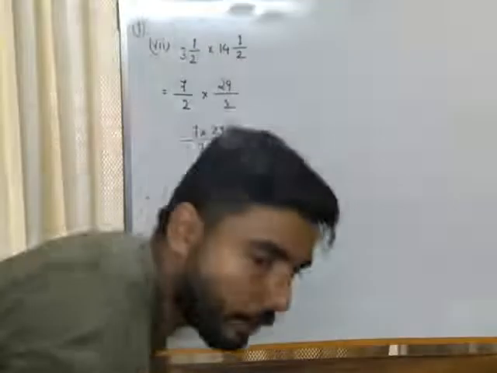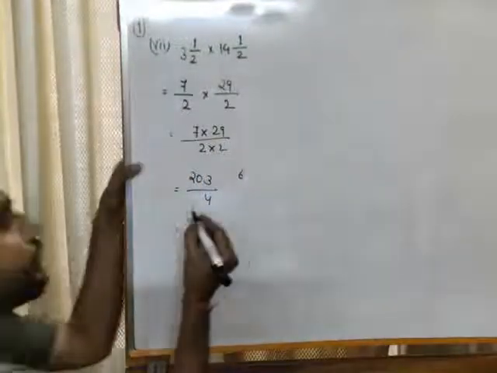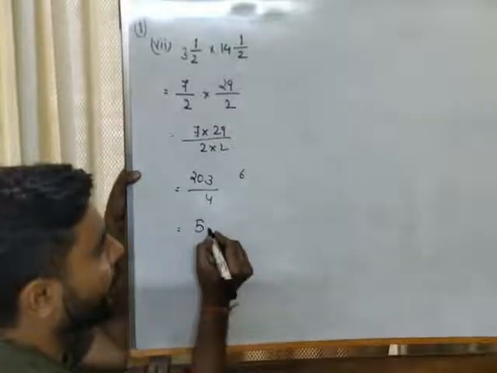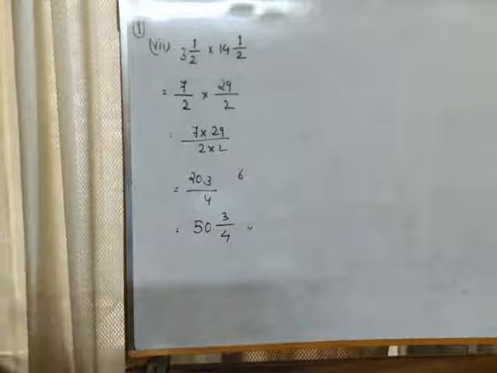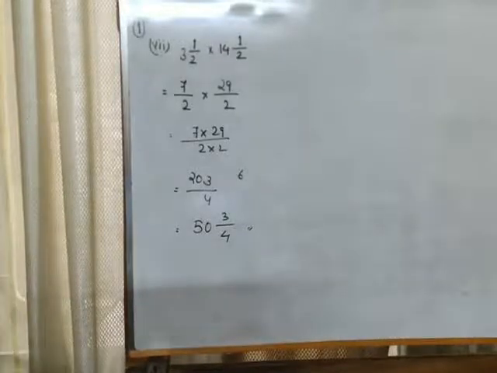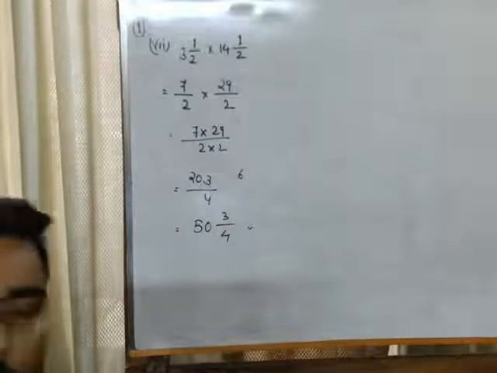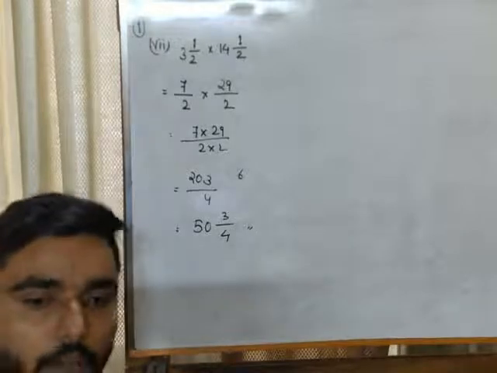So we have to make it into a mixed fraction. 4 5 times 20 and 4 0 times 0, so 5 3 by 4 will be your answer. Clear everyone? In this way we have to multiply two fractions. Any doubt anyone?